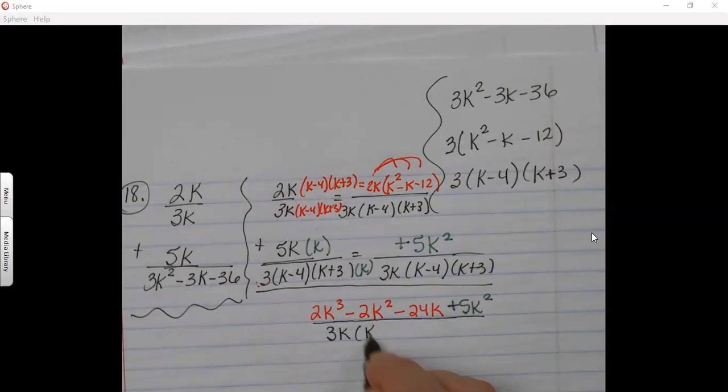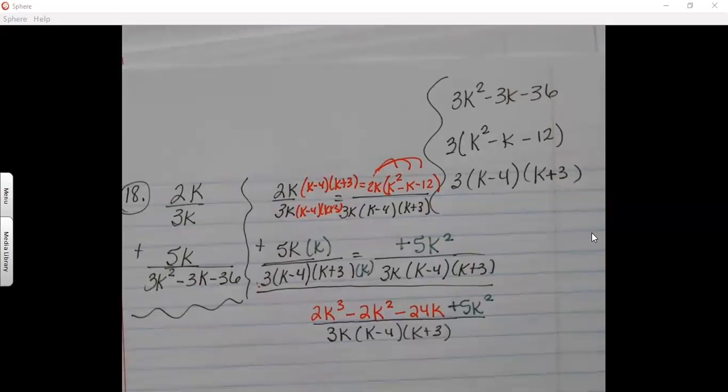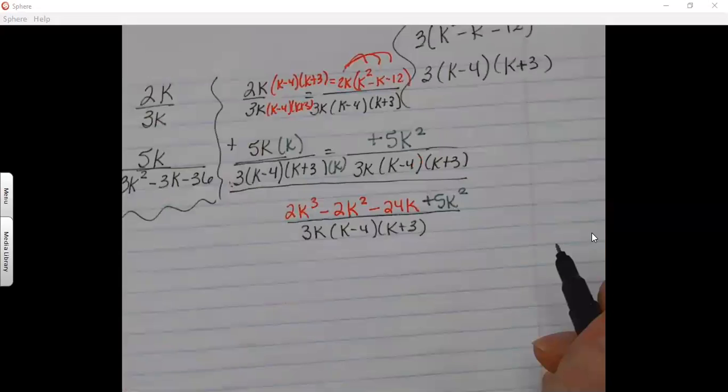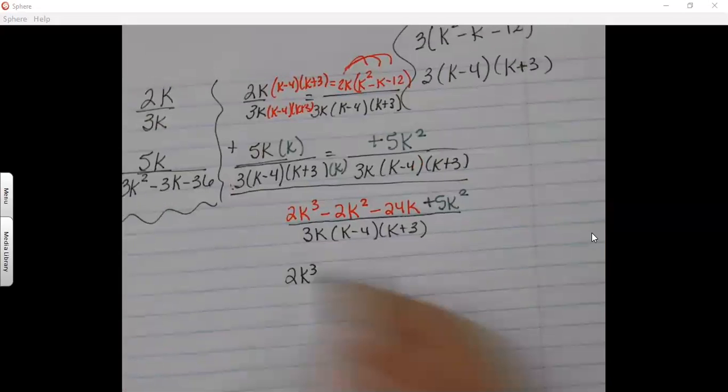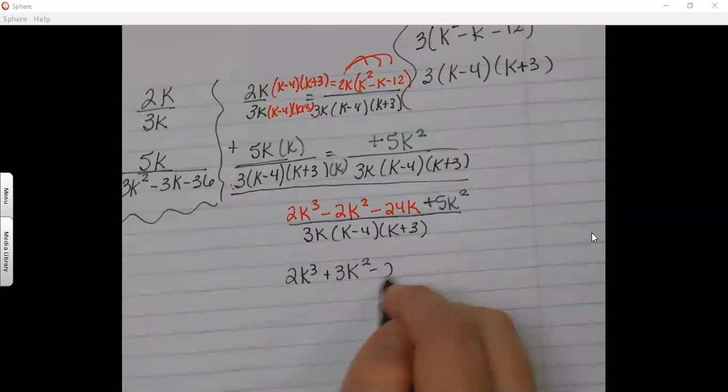That numerator, I have some like terms, okay? And I need to write it in standard form. So it'd be 2k cubed, negative 2k squared plus 5k squared is plus 3k squared, minus 24k, all over 3k times k minus 4 times k plus 3.